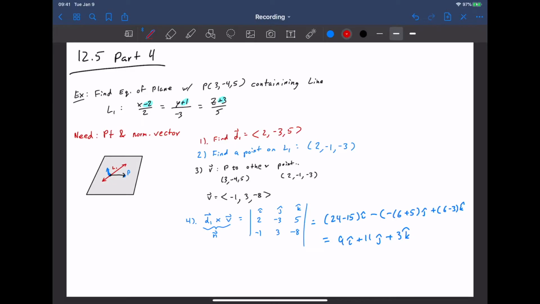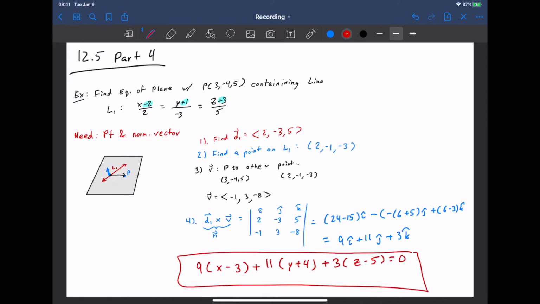3, 2, 1, here I go. 9 times x minus my x coordinate, plus the j component, 11 times y plus the y coordinate, plus 3 times z minus the z coordinate. And that's beautiful. A good enough equation for me.